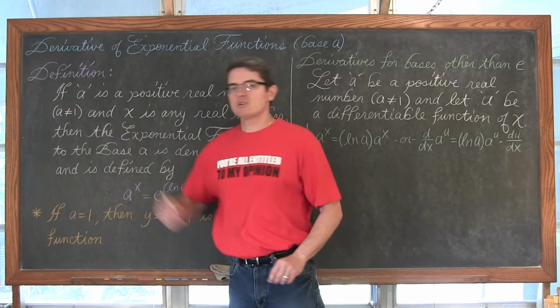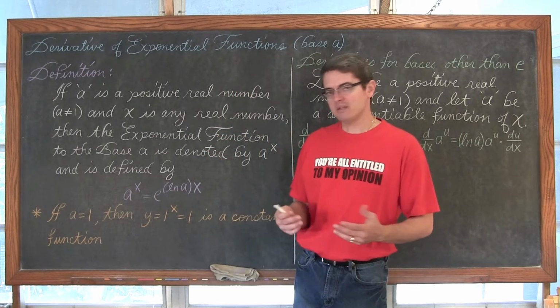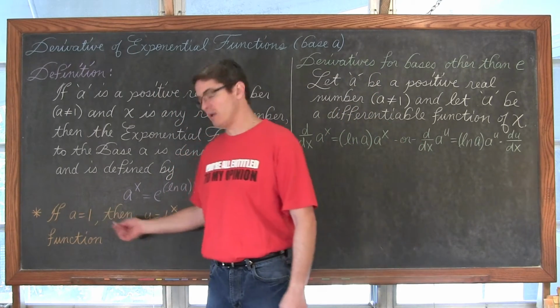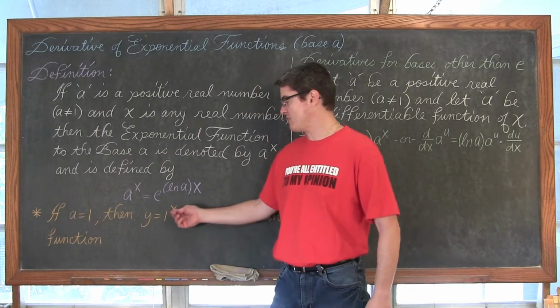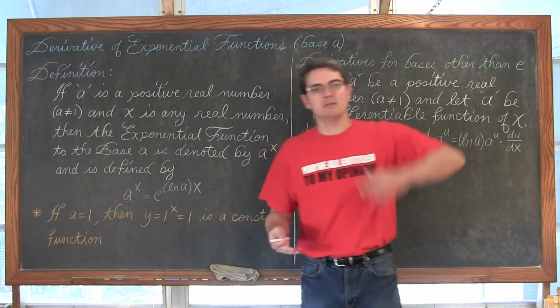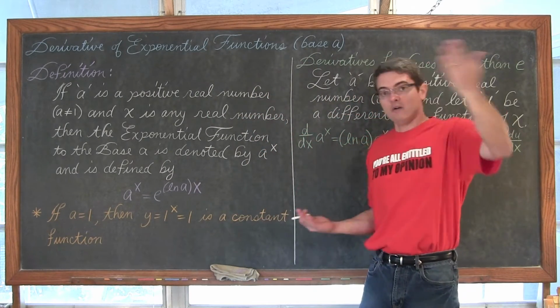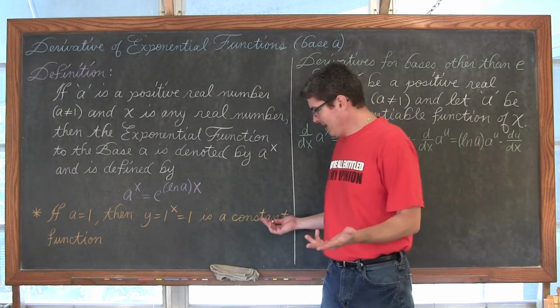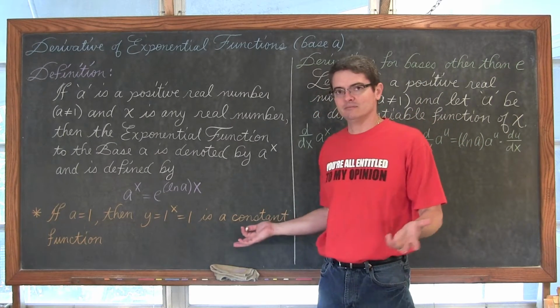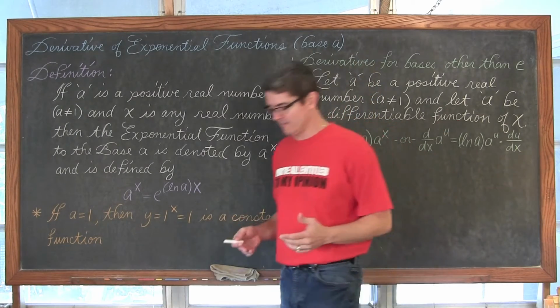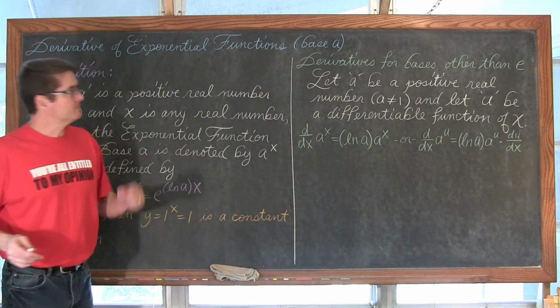Well, why do we have this condition here that a cannot equal 1, the base cannot equal 1? Well, if a equals 1, then y is equal to 1 to the x power, and 1 to any power is equal to 1. So you just have a constant function of y equals 1, which is just a horizontal line, and the derivative is going to be 0.